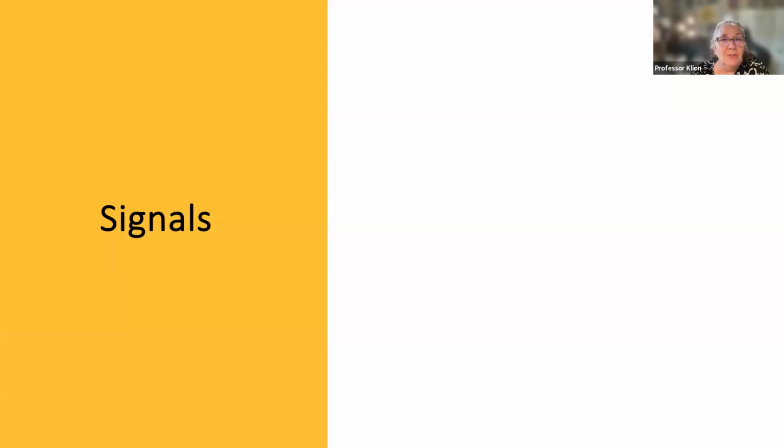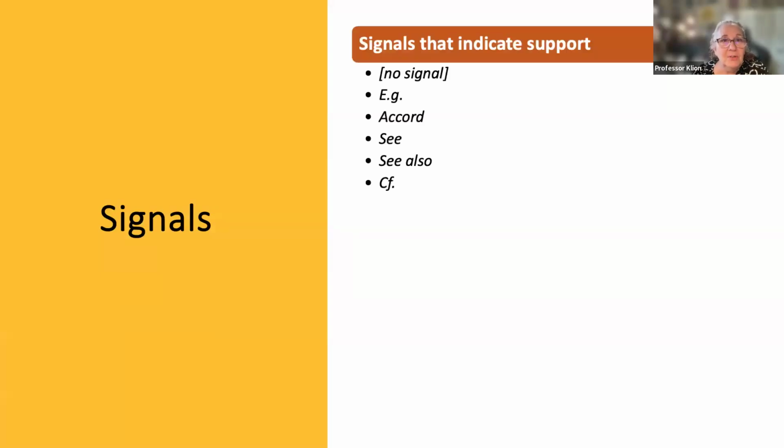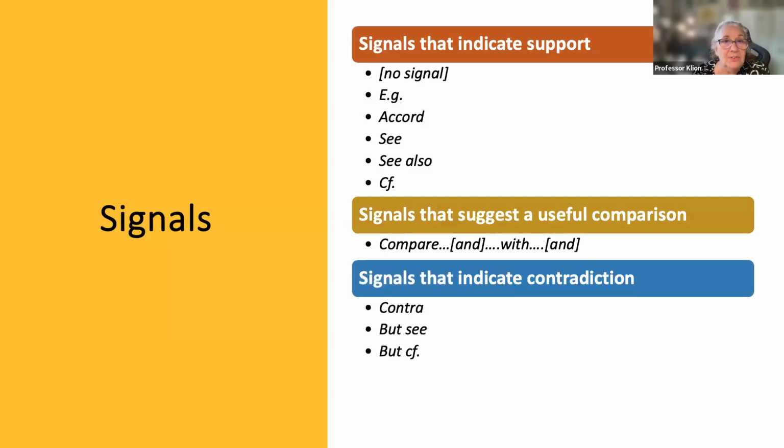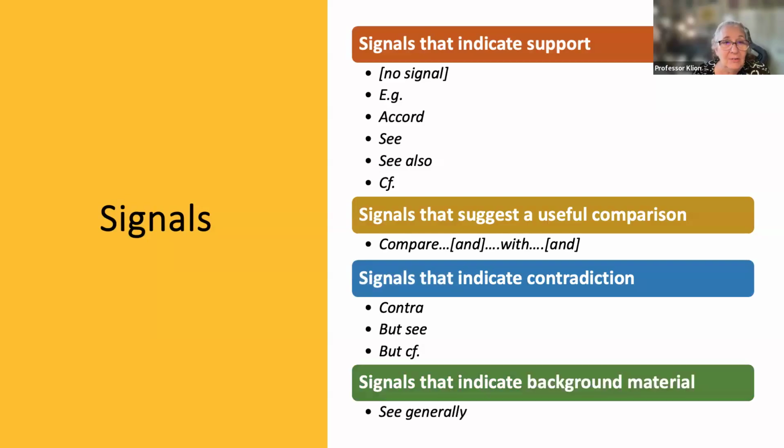So, as the Bluebook showed you, we have signals that indicate support. We have signals that indicate a useful comparison. We have signals that indicate contradiction. And we have signals that indicate background material. If you are going to use more than one signal because you have more than one case in your citation, you need to use those signals in the order that they appear on this list.